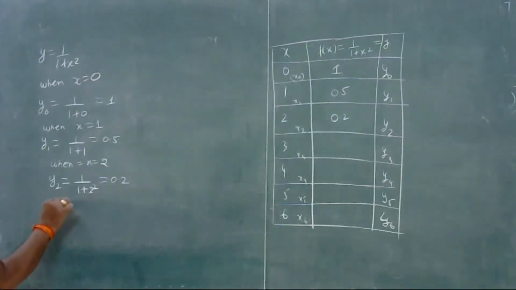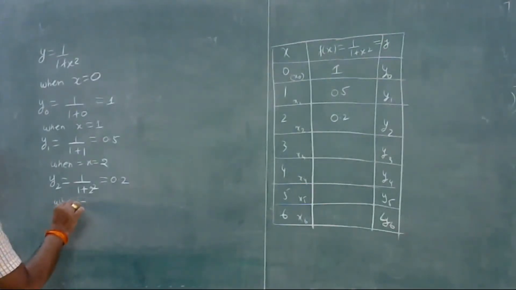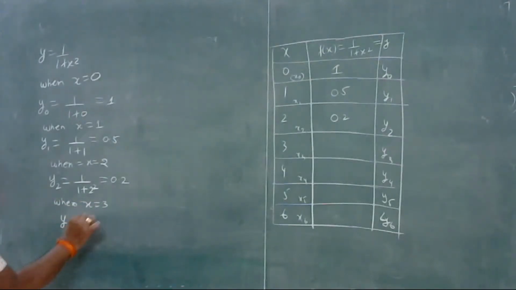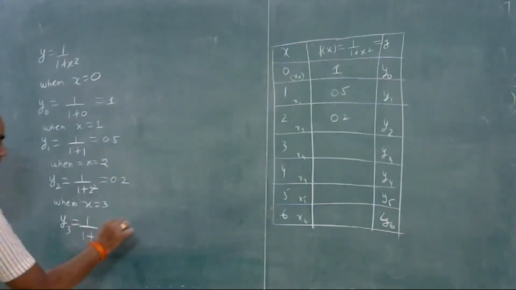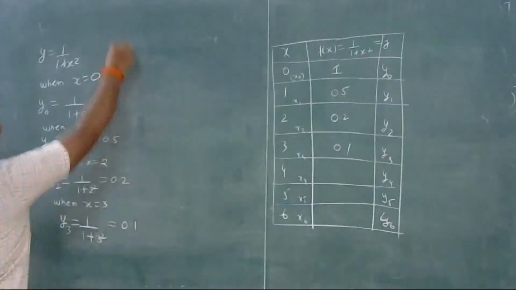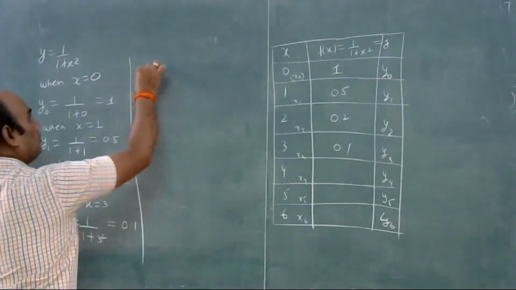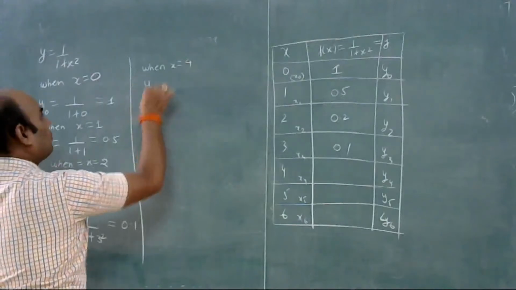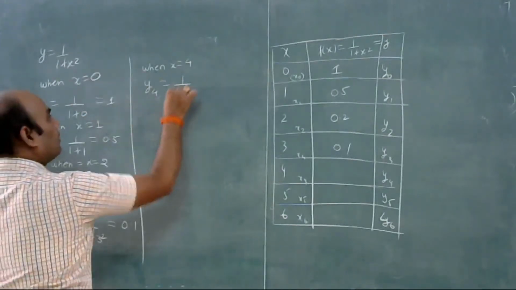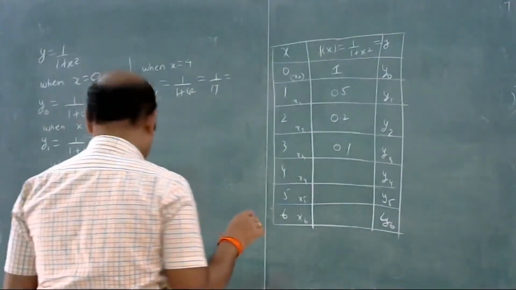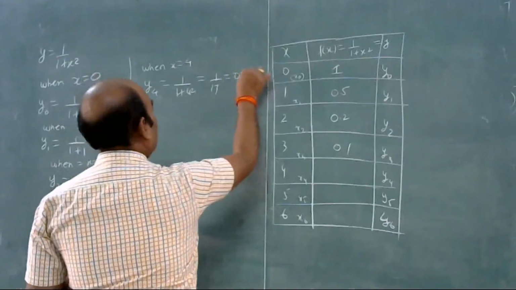Then for x is equal to 3, y3 is equal to 1 upon 1 plus 3 square, so this is 1 upon 10, 0.1. When x is equal to 4, y4 is equal to 1 upon 1 plus 4 square, 1 upon 17, which is equal to 0.05.